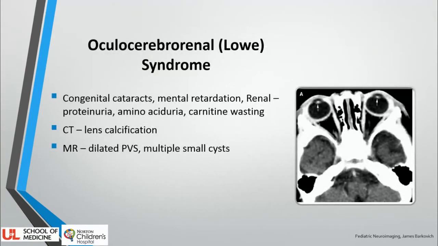Patients with Lowe syndrome present with a clinical triad of cataracts, mental retardation, and renal dysfunction. On MR imaging, there are dilated perivascular spaces and multiple small cysts in the white matter. The CT image here demonstrates bilateral cataracts.